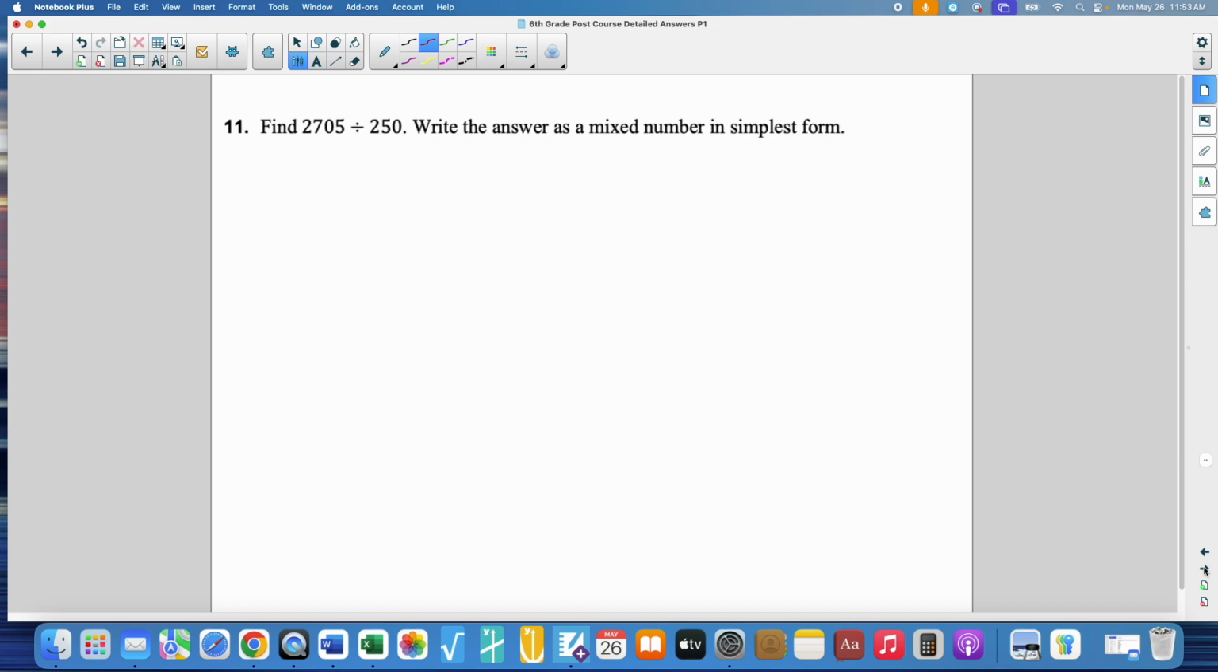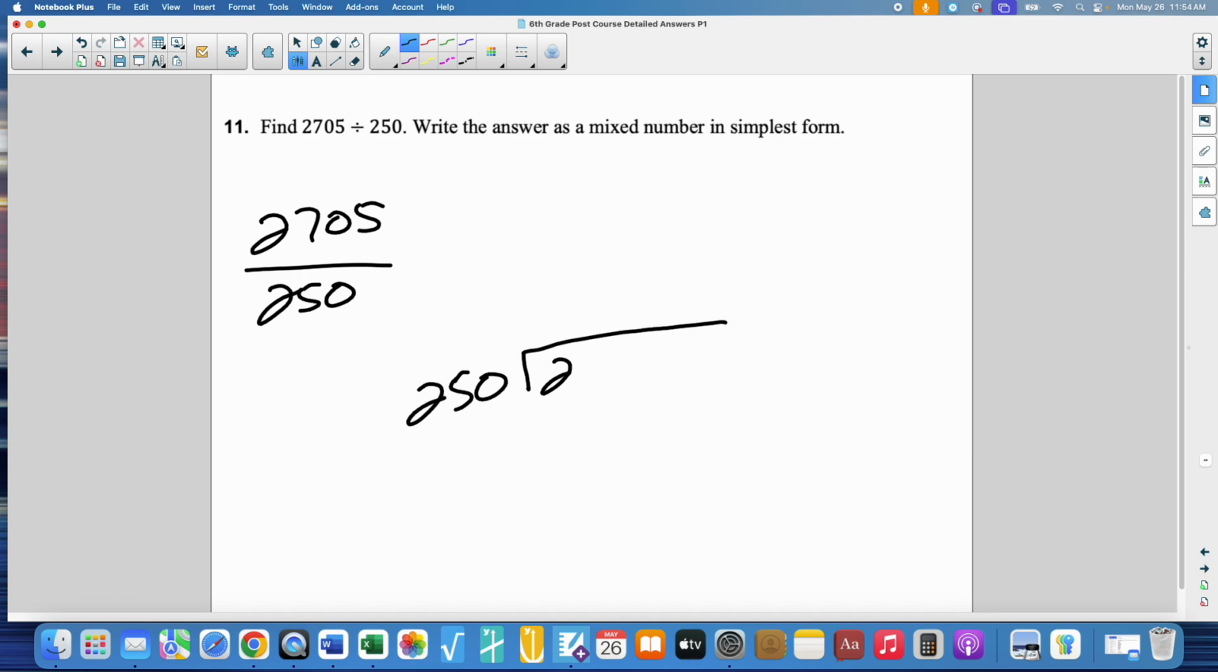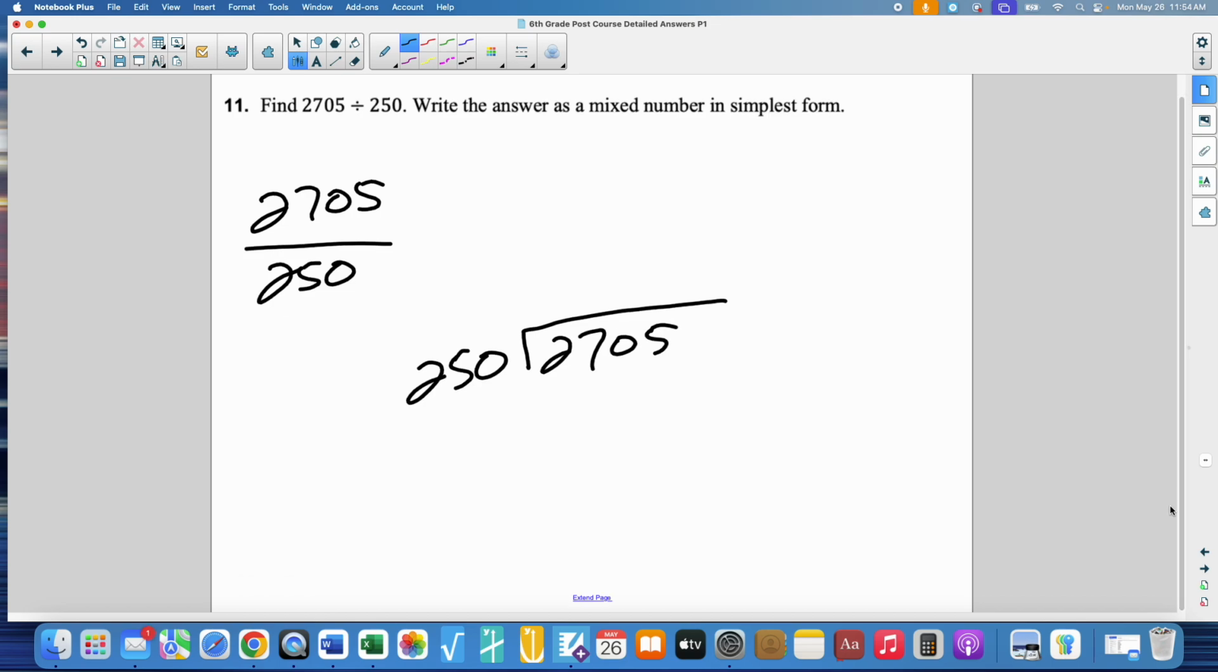Let's see, the next problem is number 11. Find 2,705 divided by 250. Write the answer as a mixed number in simplest form. Okay, so in this example, they do want us to write it as a mixed number. If it's stated, write it as a mixed number. If it doesn't state it, then don't. We have 2,705 divided by 250. So 250 goes on the outside, 2,705 will be on the inside. We're not going to go into decimals because they want it as a mixed number.